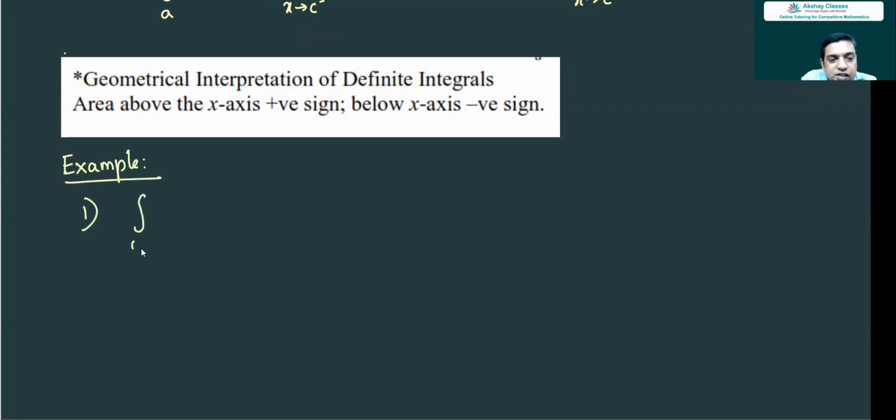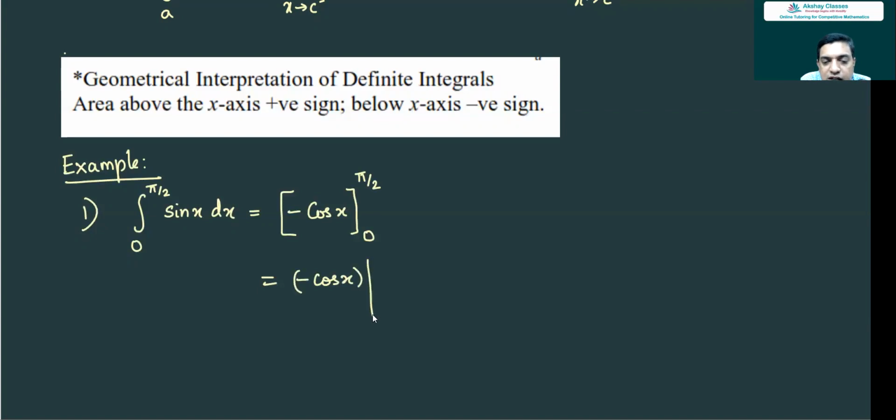So integral 0 to pi by 2 sine x. What's its antiderivative? Antiderivative of sine x is minus cos x. Okay. Now we write like this. There's the antiderivative and we have to apply the lower limit and upper limit. So we write like this, or we just draw a line. Sometimes we draw a line like this and write lower limit and upper limit.